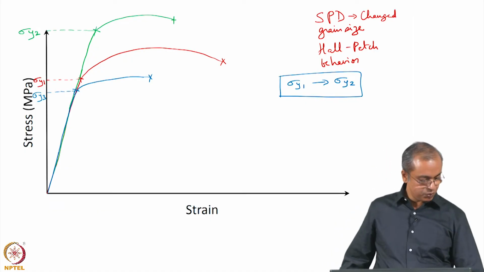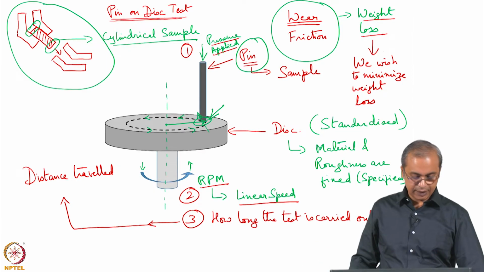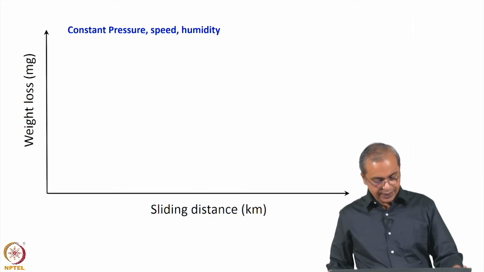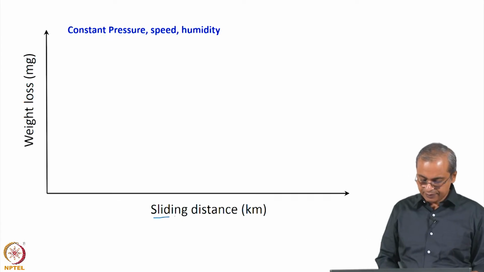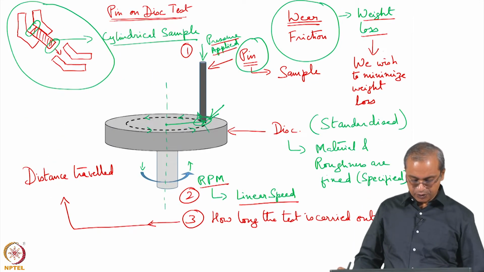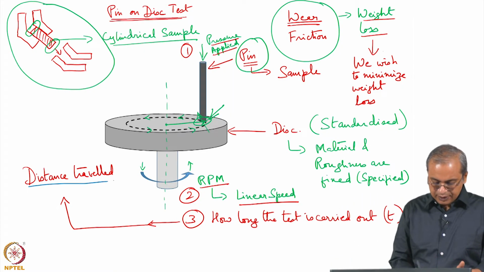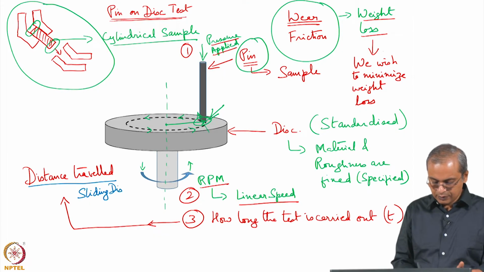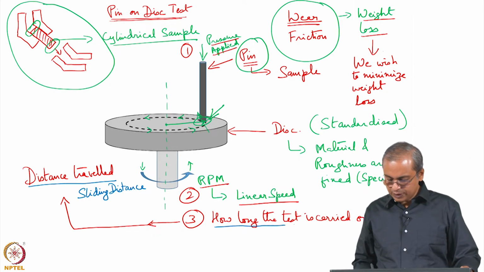For that, as I said, we do the pin on disk test and we look for weight loss under different experimental conditions. So, for example, if you see here, we are looking at one possibility of this experiment where the variable is the sliding distance. If you go back to this plot here, that variable is this distance travelled, that is the sliding distance. So, it is important for us to control how long the test is being carried out.